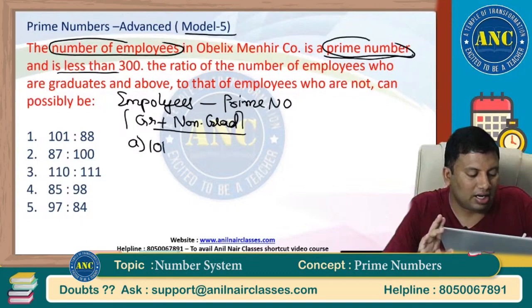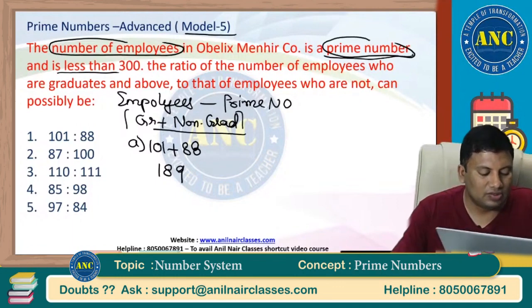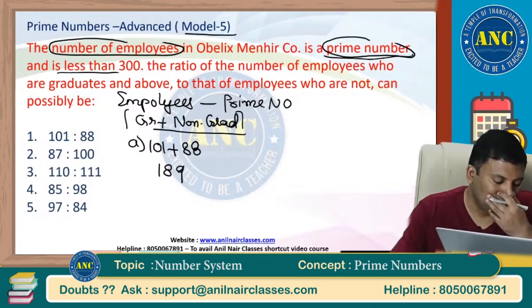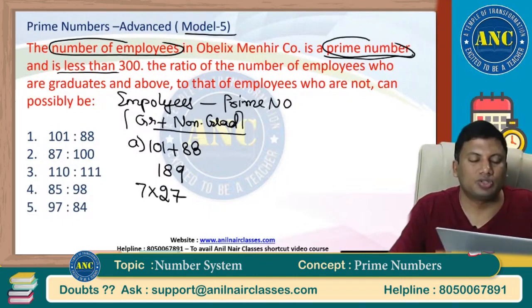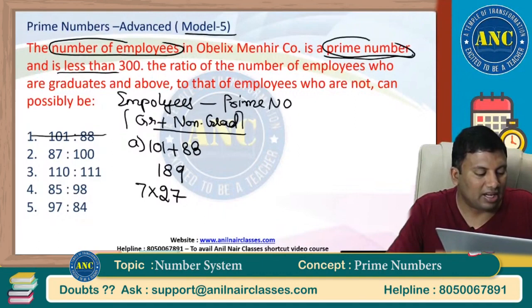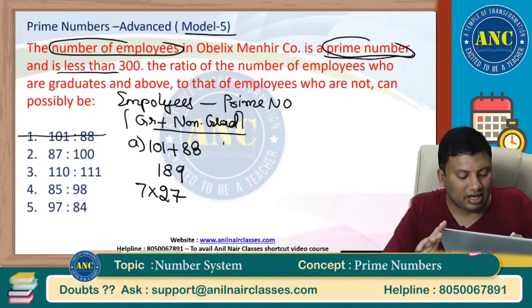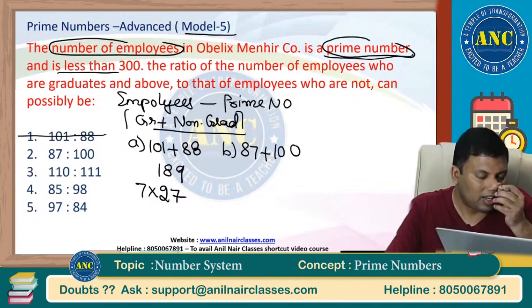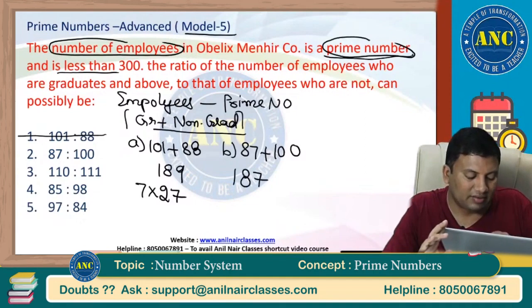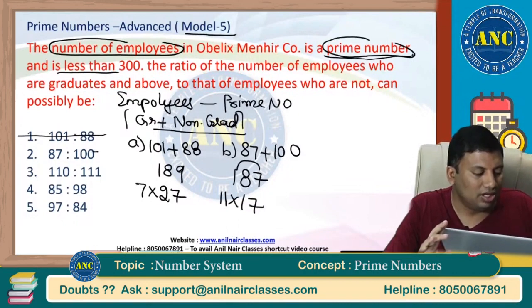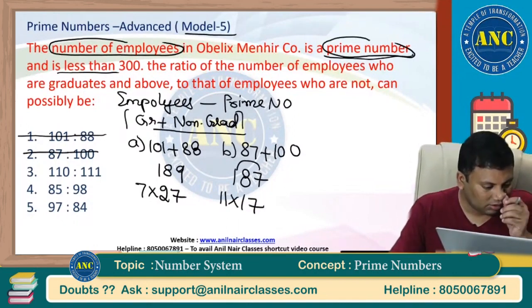First one, 101 plus 88, which is 189. If you observe, 189 is 7 into 27. 7 2s are 14, 7 7s are 49. The answer is divisible by 7, so it cannot be a prime number. Next, taking the lowest, 87k plus 100k, but we are taking k value 1. It is 187. 7 plus 1 is 8. The answer is divisible by 11. So these are out. Next one.